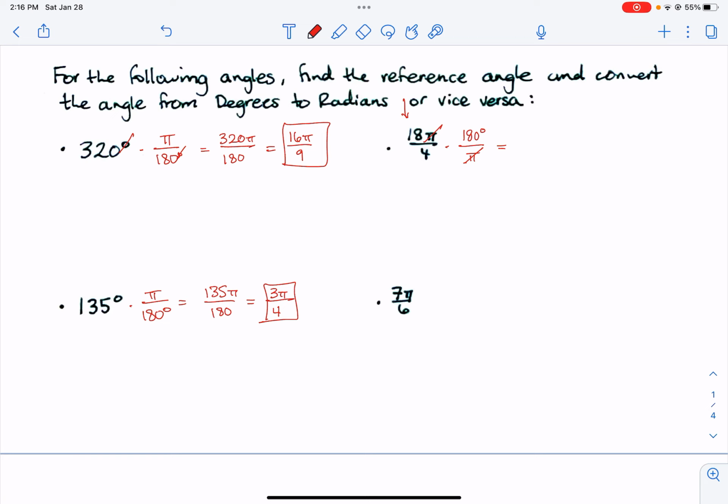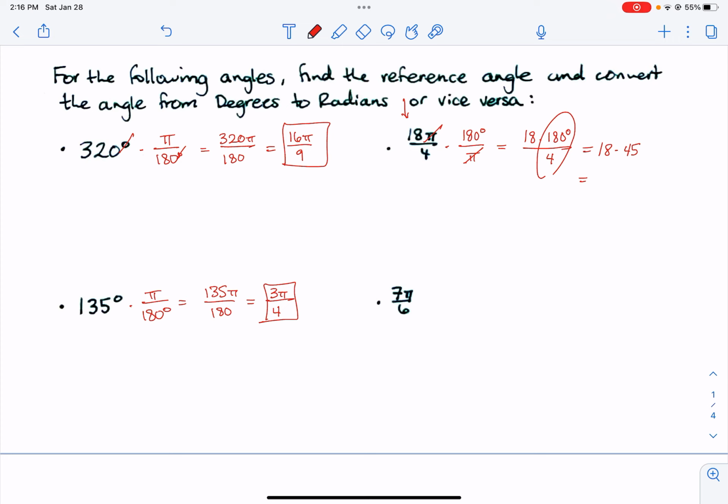So let's see. We have 18. I'm going to write it this way. 18 times 180 degrees over 4. I'm not going to multiply the numerator because I actually want to simplify this stuff. Let me sort of focus in on the 180 over 4, and then I'll multiply by the 18 later. 180 over 4, that's going to be 45. Okay, and then we can go ahead and multiply this out here.